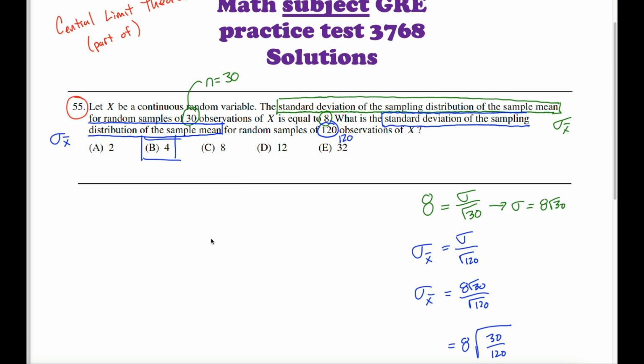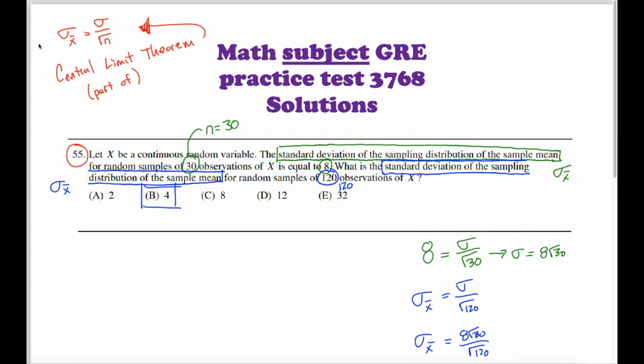How in the world is this question 55? I mean, I guess the idea is maybe not everybody knows this formula, in which case the problem's kind of impossible. But if you do know this formula, the problem's almost trivial.